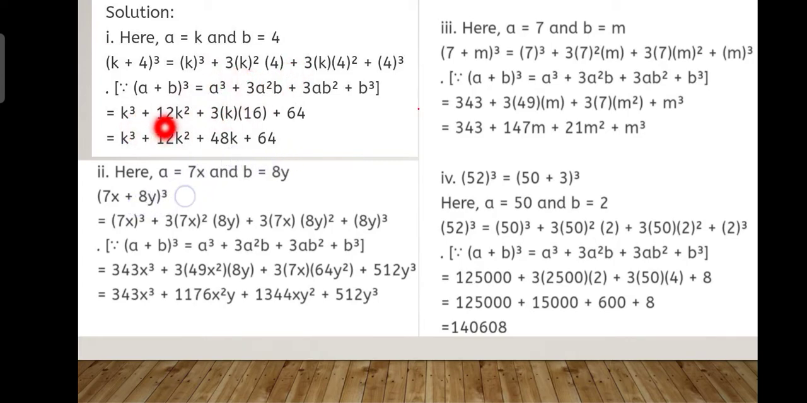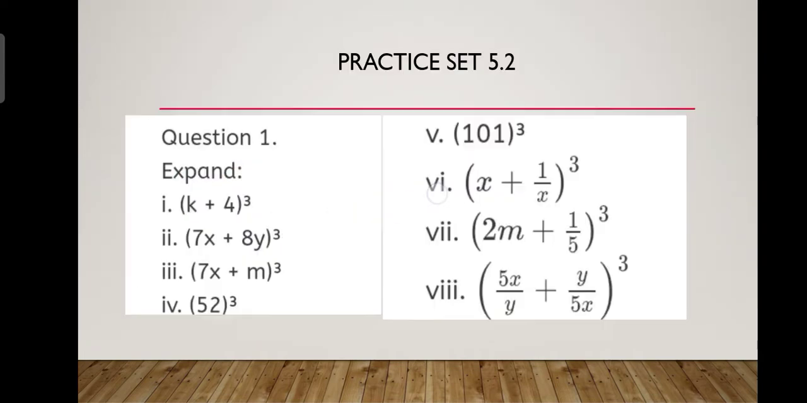3 into 4 is 12 k square, plus 3 into 4 is 3k, 4 square is 16, plus 4 cube is 64. Then we have k cube plus 12 k square plus 3 into 16 is 48 k plus 64. Okay, now the second question is (7x plus 8y) the whole raised to cube.